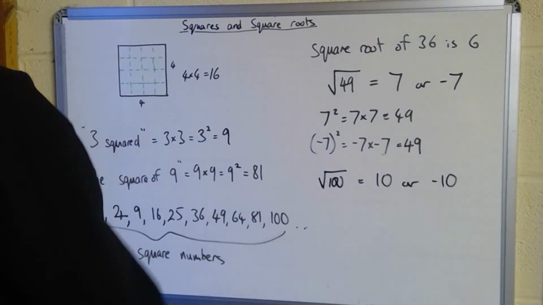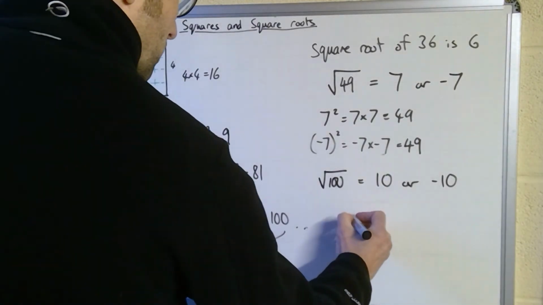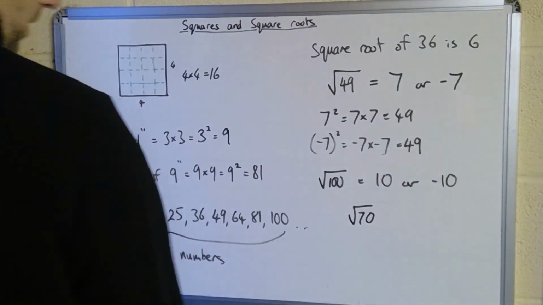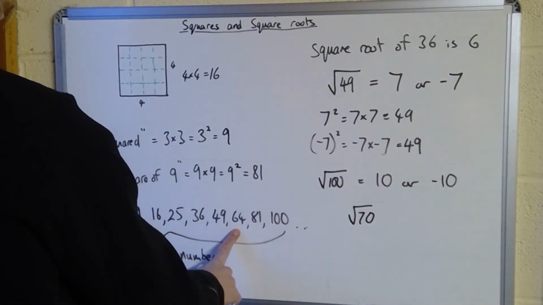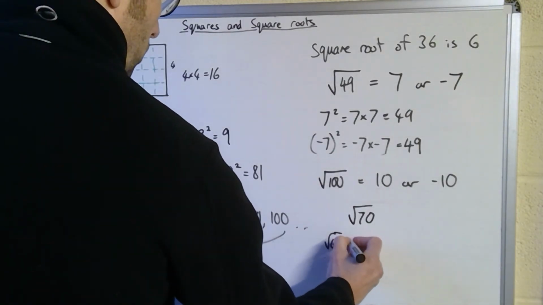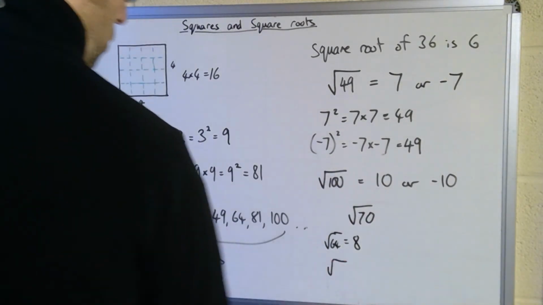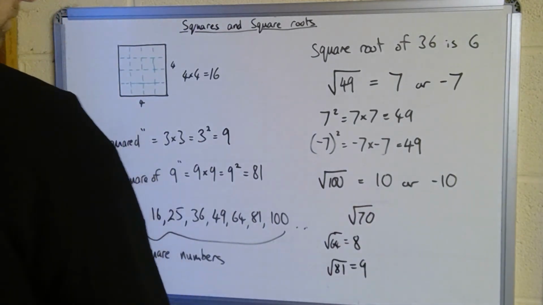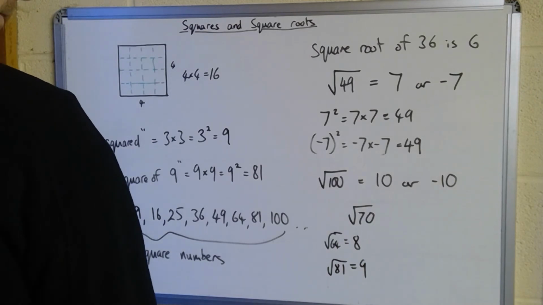Now only square numbers have whole number square roots. So if I was to ask for the square root of, say, 70, I know that the square root of 64 would be 8. So write that down. Square root of 64 would be 8, because 8 times 8 is 64. The square root of 81 would be 9. So the square root of 70 would be somewhere in between. And we would need our calculator to find this.